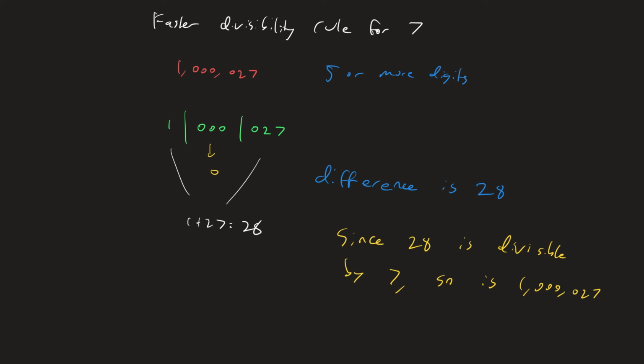Given a number, we break it up into groups of 3 digits starting from the right-hand side. So in our case, we have 3 groups, 1, 000, and 027. We form an alternating sum, so we have 1 minus 0 plus 27 gives us 28. Since 28 is divisible by 7, so is our original number.